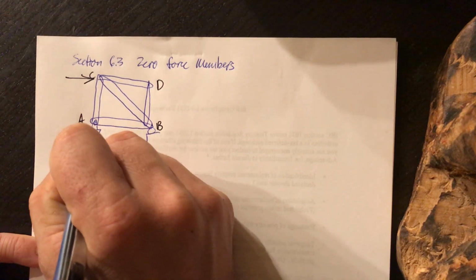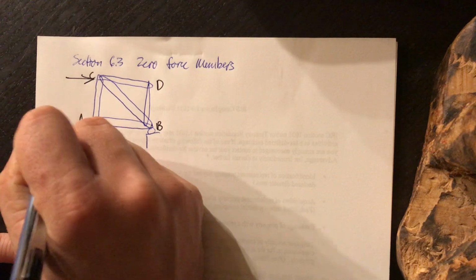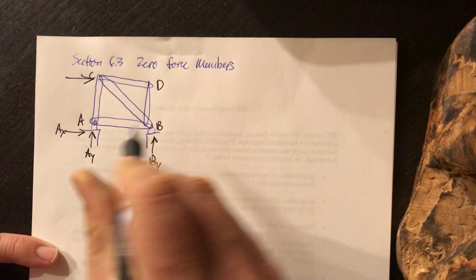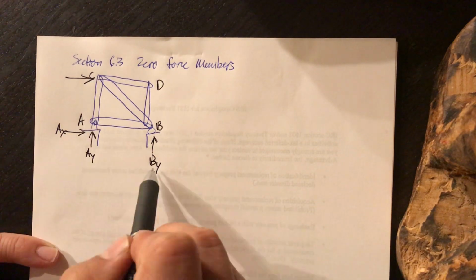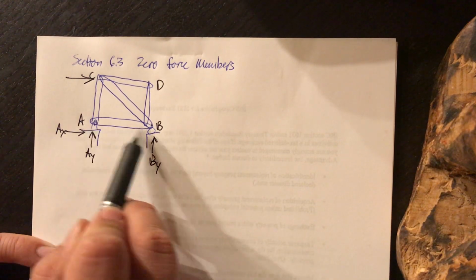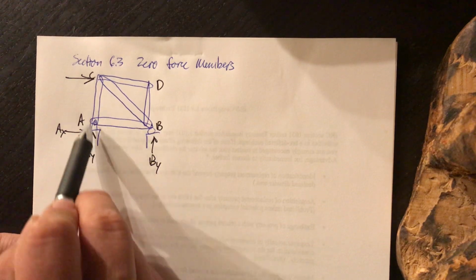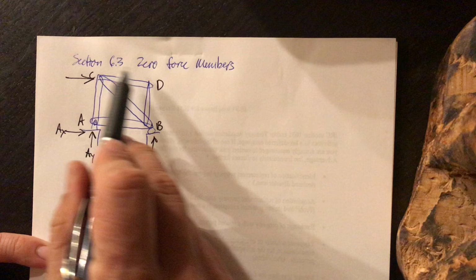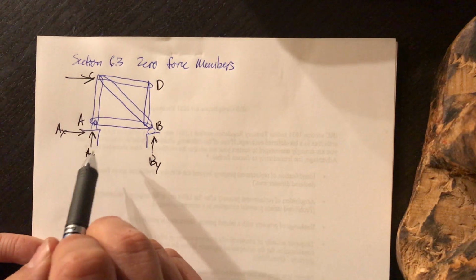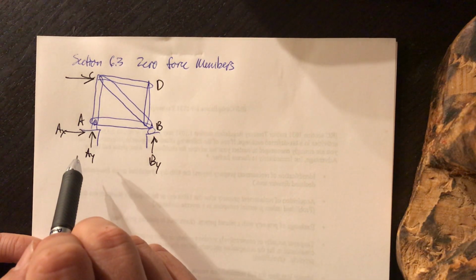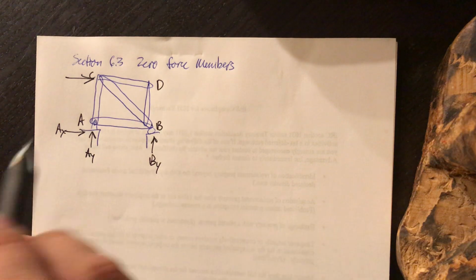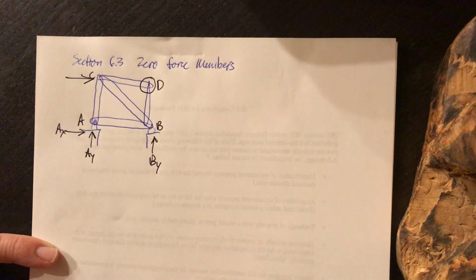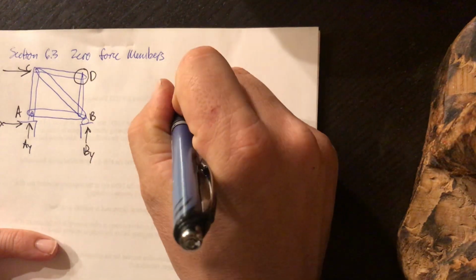You know, A is going to have some AY, it's probably going to have some AX, and B is going to have some BY. And once we solve for these reactions, we could then start at A and solve for the forces in each of these members, right? So we could write two equations for two unknowns. You should be used to this by now. If you're not, you need to do some more homework on the method of joints. But rather than doing that, I want us to look at this joint D over here. And let's draw the free body diagram of joint D.